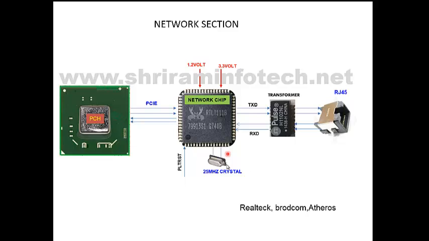Then you have to check this crystal. It should oscillate. You have to use the oscilloscope and check this frequency, that is 25 MHz. If this frequency is not coming, then you replace the crystal and recheck. Now the frequency is there, but still the network is not working. Then at last you have to replace this network chip, the same number you have to change. Then the problem will be solved. So in this way we can solve network related issues.